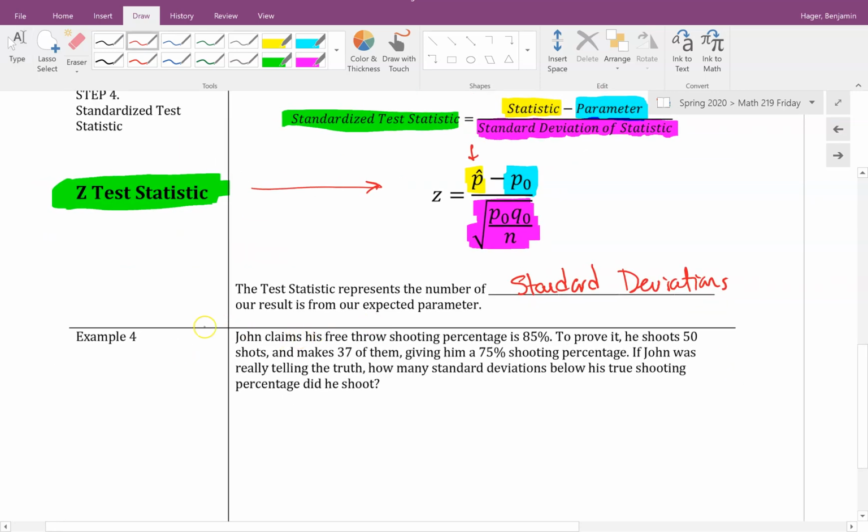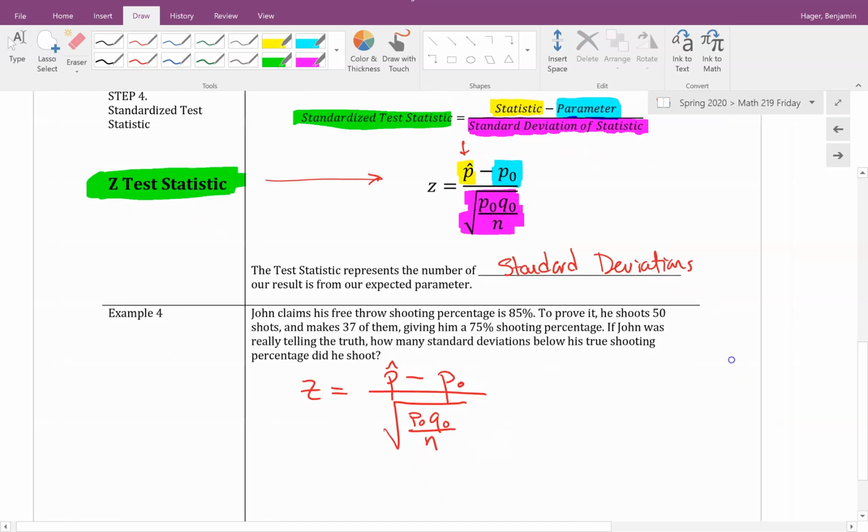It says, back to that same example, John claims his free throw shooting percentage is 85%. To prove it, he shoots 50 shots and makes 37, therefore giving him a 75% shooting percentage. If John was really telling the truth, how many standard deviations below the true shooting percentage did he shoot? To find my standardized test statistic, I'm going to take the sample proportion that I found minus the claimed proportion divided by the standard deviation based on that claim. That's why we're using p naught and q naught, because it's based on the claim.